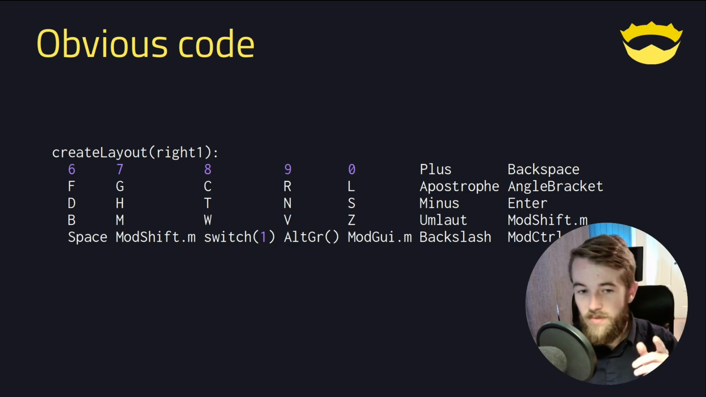You can also see the switch thing. That is just calling a function that I have defined that switches the layer. It's that easy to give a macro to a key.